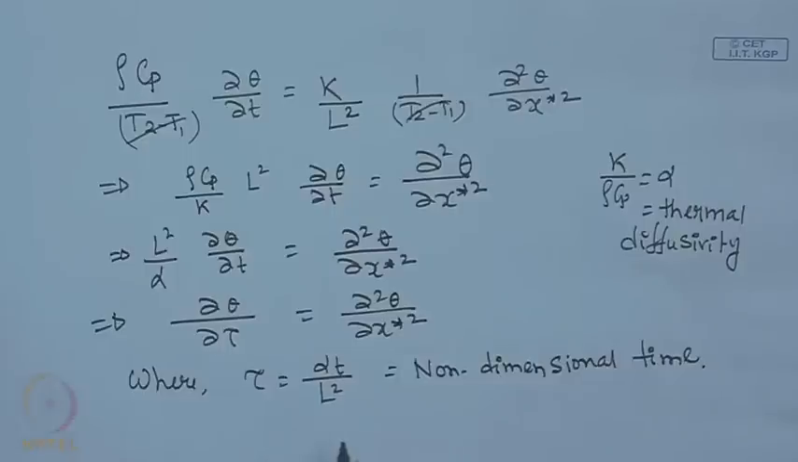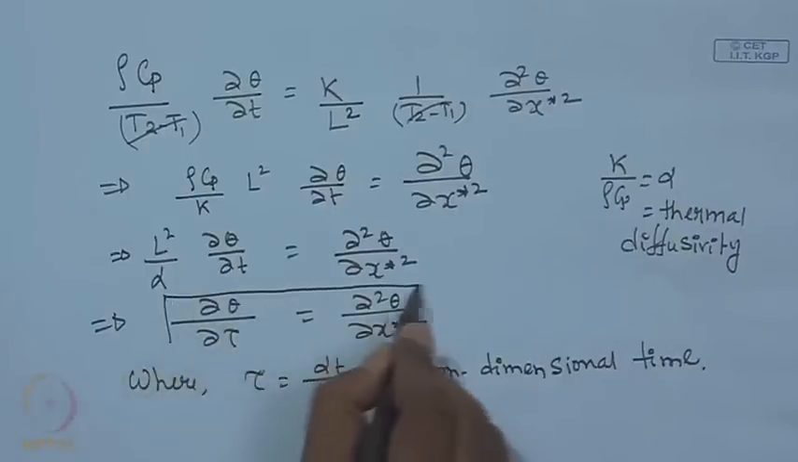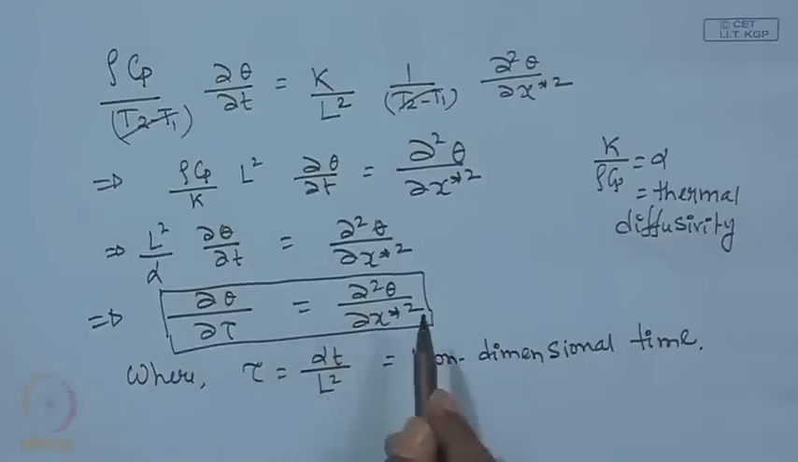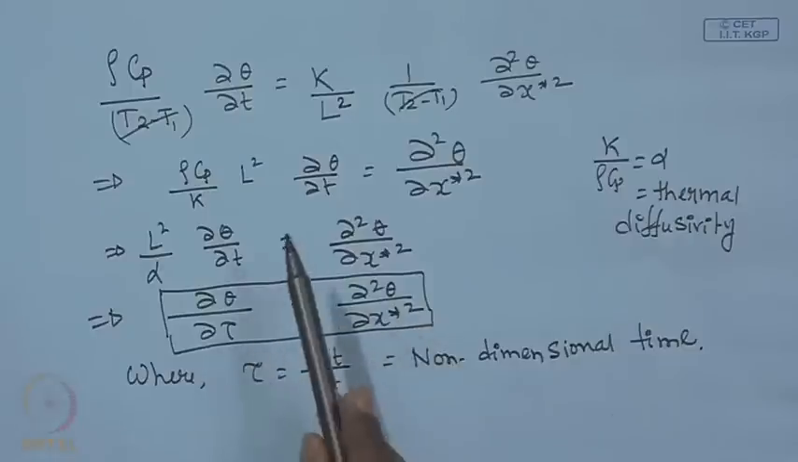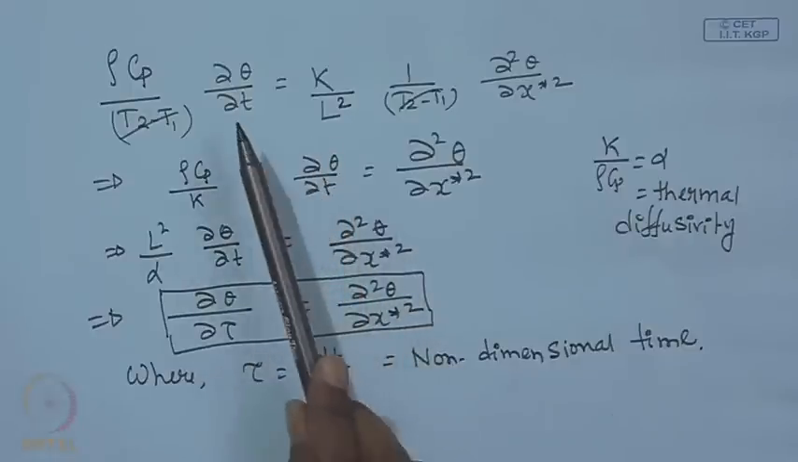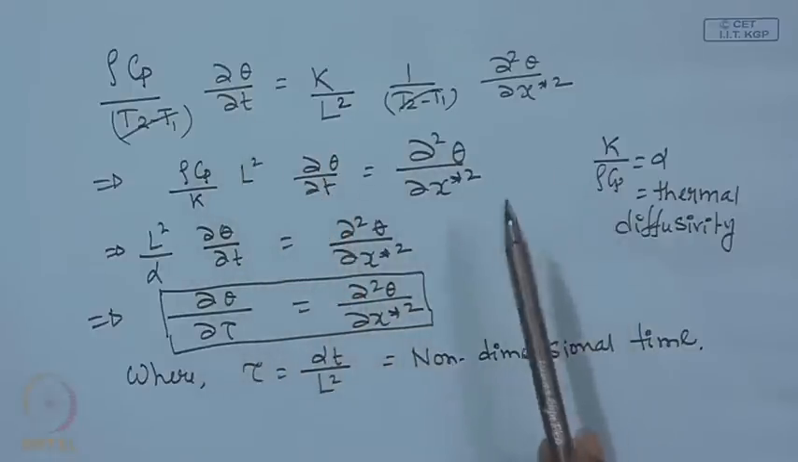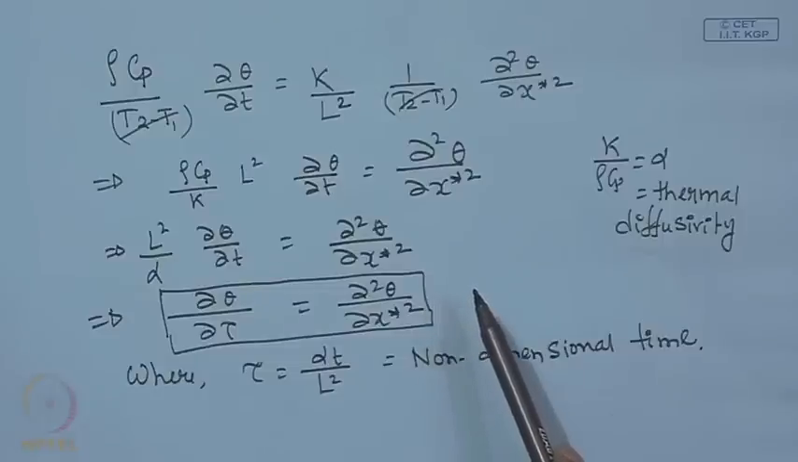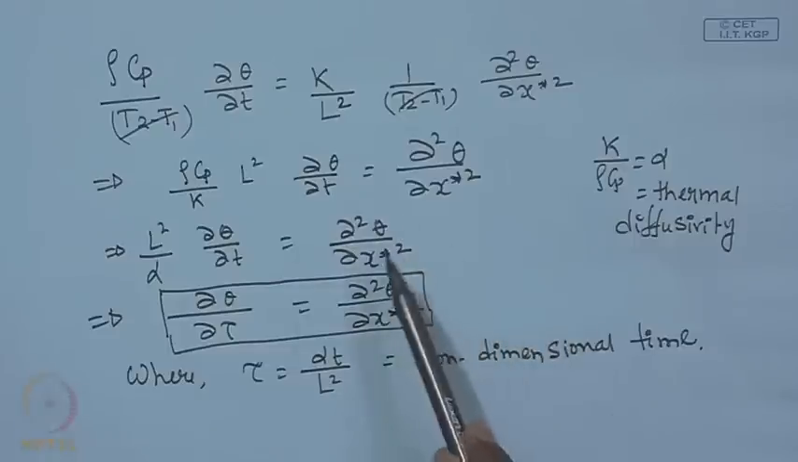So, we get the non-dimensional form of the equation. In fact, this is a technique for making things non-dimensional. If some parameter is not apparent, how do you make it non-dimensional? Basically, the rule is that you make those parameters non-dimensional with the known parameters, and then substitute in the governing equation. So, automatically the non-dimensional parameter will evolve out.